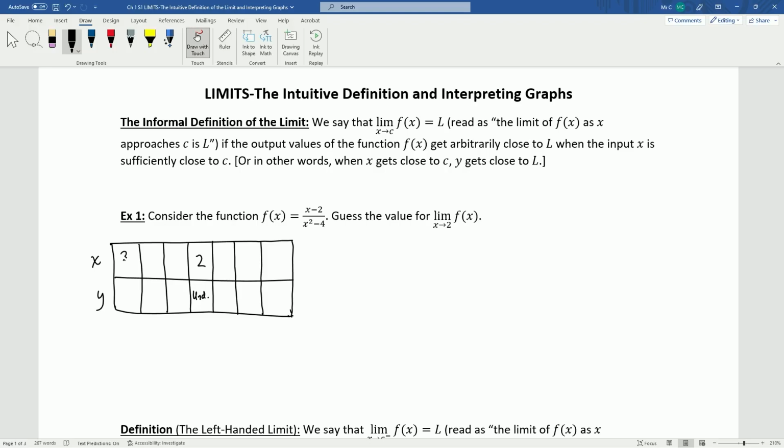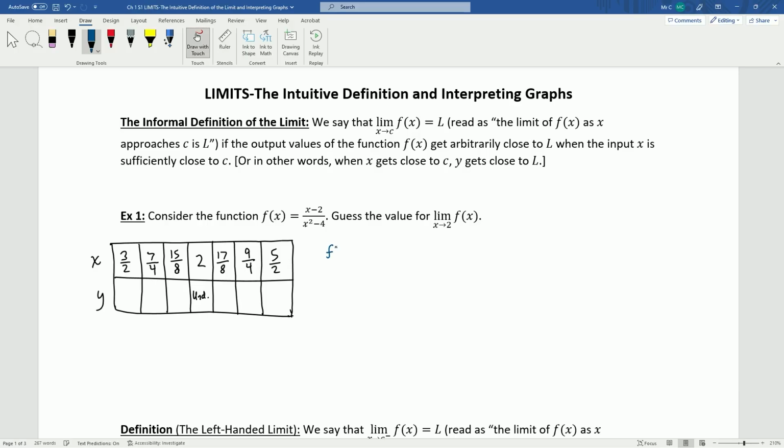So I'll start with 1.5, or in other words, 3 halves for my x value. And then 1 3/4, which is 7/4. And then 1 7/8, which is 15/8. And then we'll just go out by the same intervals on the other side. So 2 is 16/8, so this will be 17/8. And then 9/4. And then 5 halves. And so all we're going to do here is just plug each of these x values into the function and take a look at what's happening as we get close to 2 from each direction.